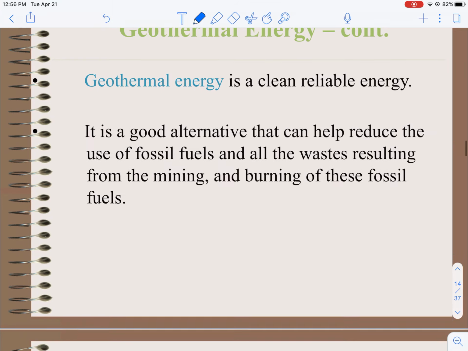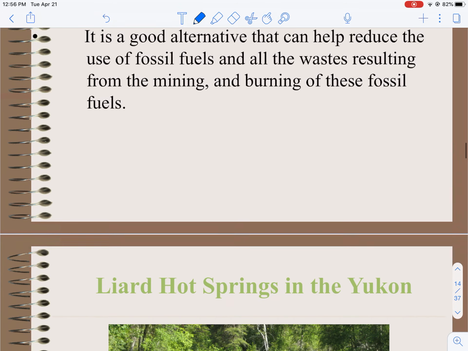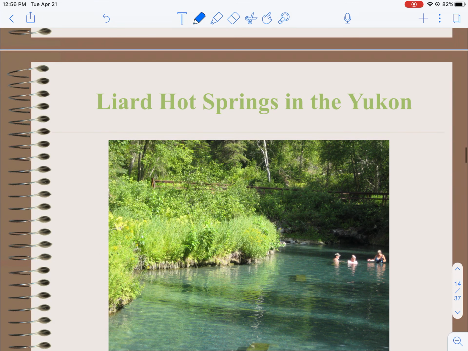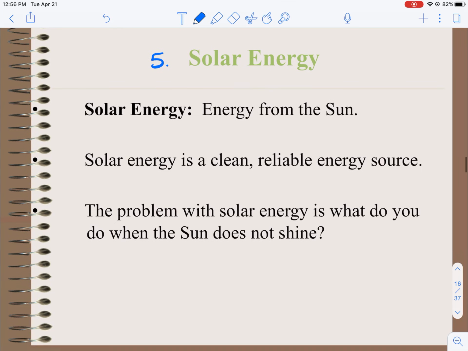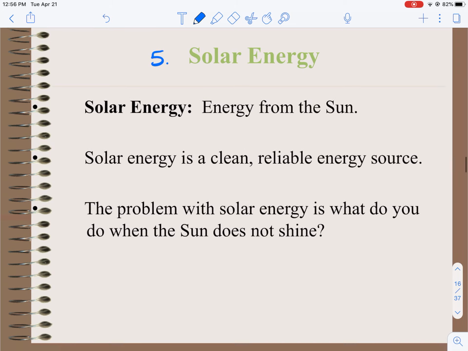They feel like geothermal is not using up fossil fuels. It's clean, it's not forming pollution, so it's actually a very highly regarded source of electricity. There's a hot spring.